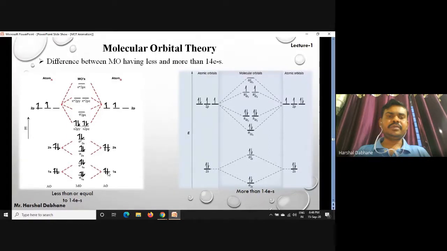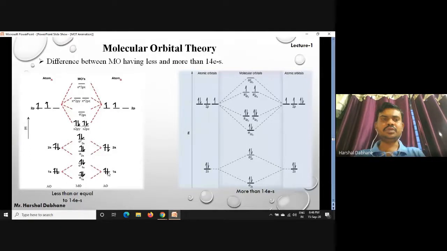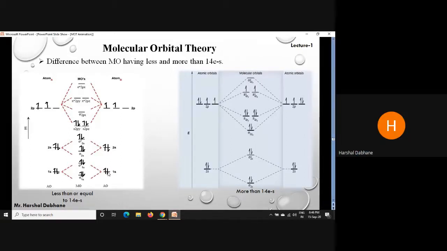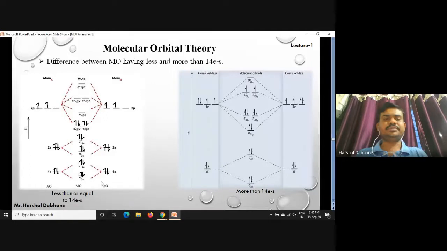The electronic configuration of carbon is 1s2, 2s2 and 2p2, so the total number of electrons is 6. When we consider the C2 system, the total number of electrons is 6 plus 6, which is 12. This is the system.